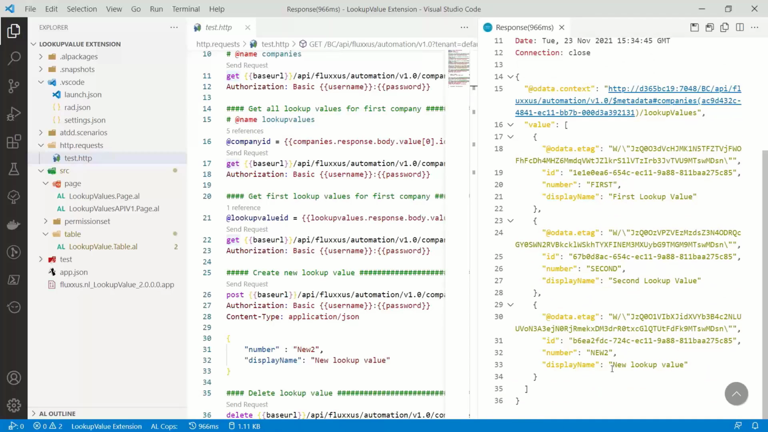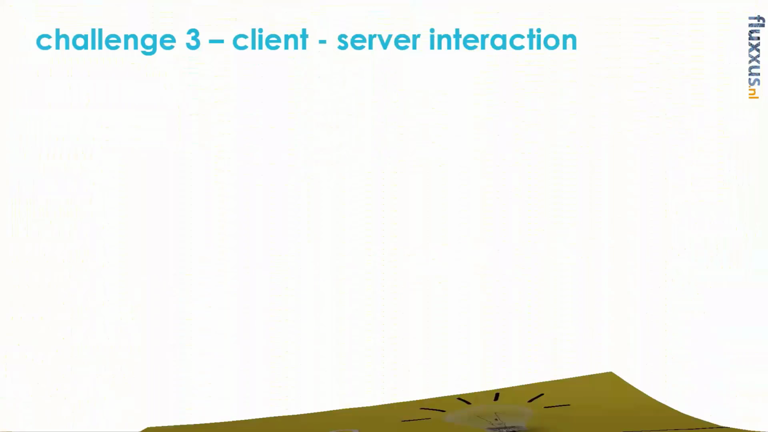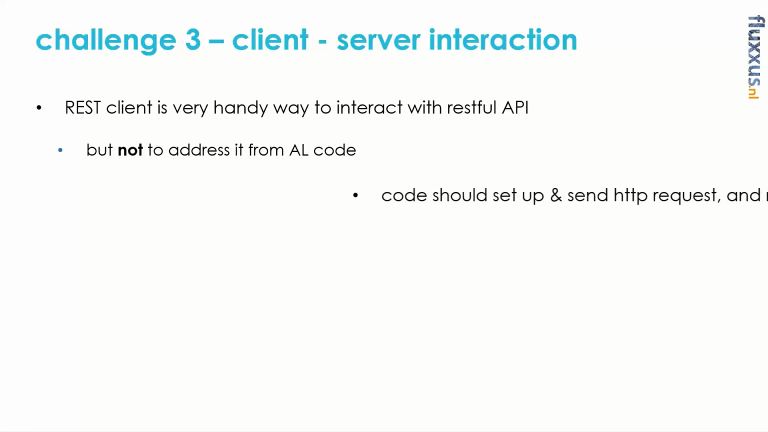Of course, this is not the way we're going to set up or test our features in Business Central, making AL test code. That's what is going to be somewhat different, but as a short demo, this is what the interaction is about. So the REST client is very handy to check things, but eventually, it's not the way to address it from AL code.